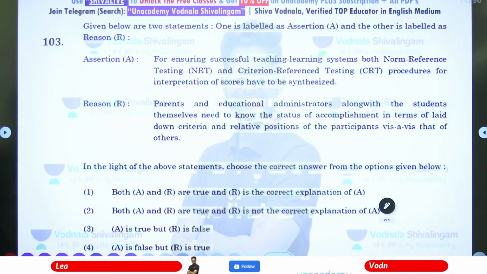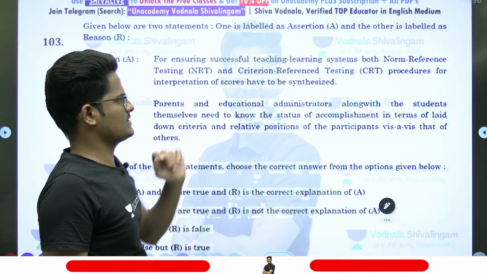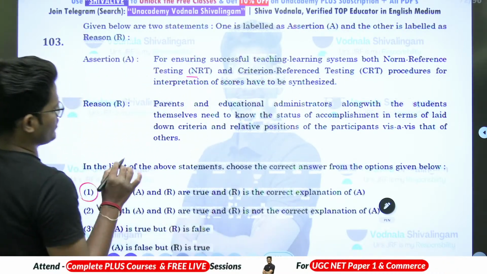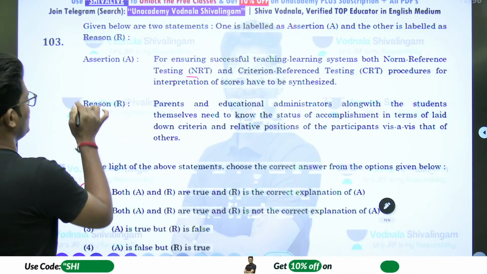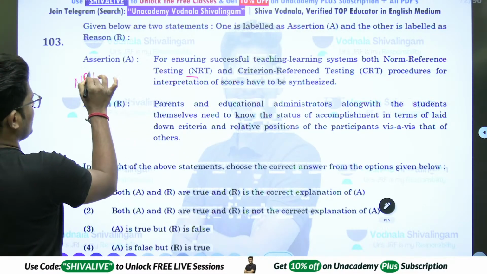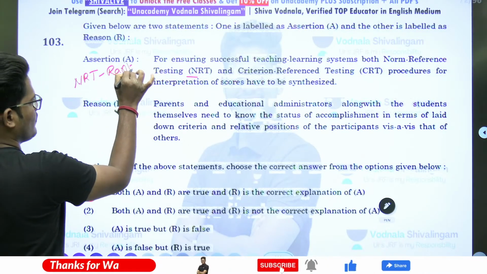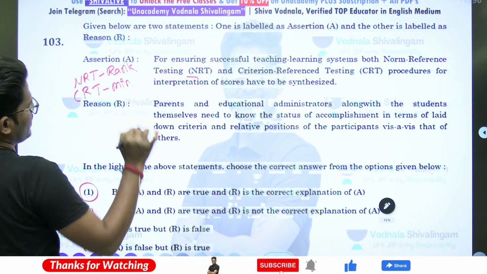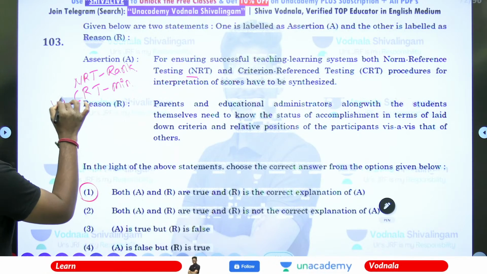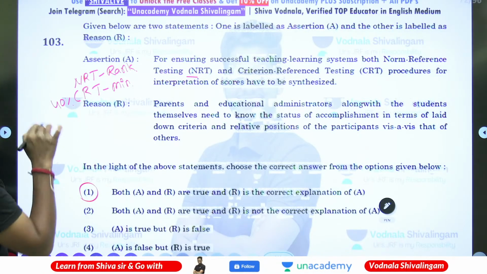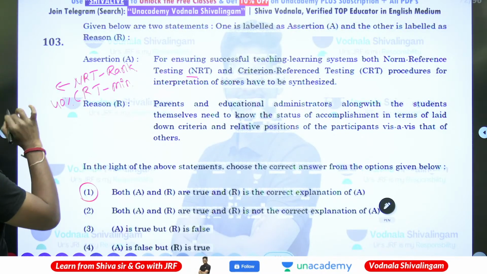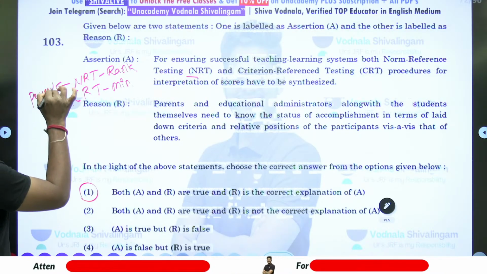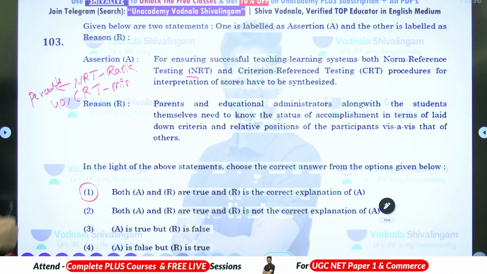Answer is that A is the correct answer. Both A and R are true, and R is the correct explanation. For ensuring successful teaching learning system, both NRT and CRT have to be synthesized, means clubbed together, interpretation of both. Because norm referenced testing is for giving ranks like a percentile and all, and criteria referenced is that which is indicating a minimum eligibility, whether the candidate, like in NTA UGC NET, criteria reference is that 40% minimum you need to get in both the subjects, and NRT is saying percentile or else a rank comparison with others. So both are clubbed together, then only we will get an outcome.